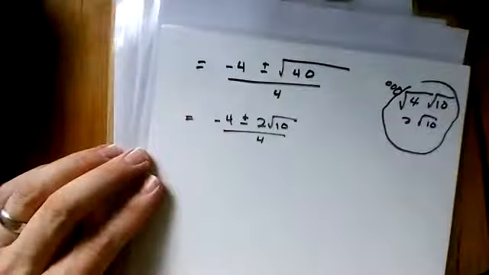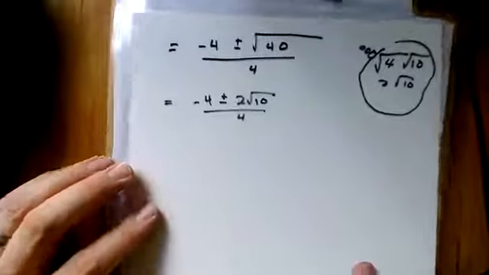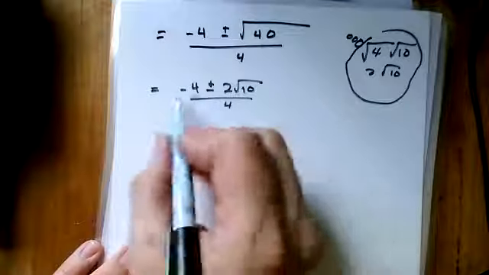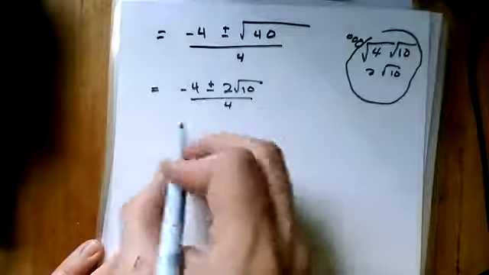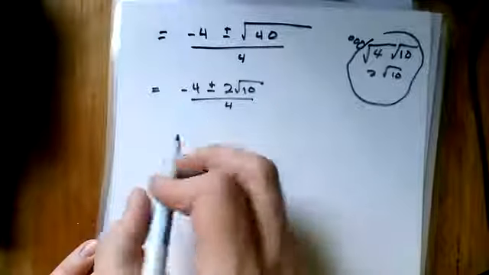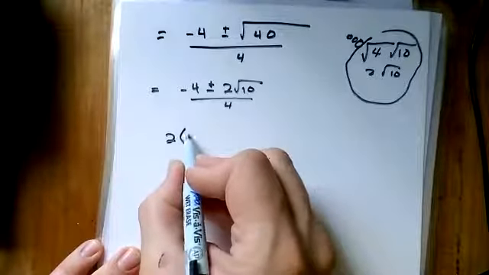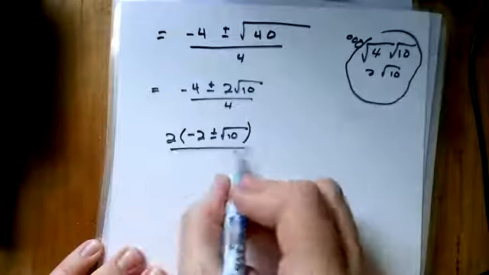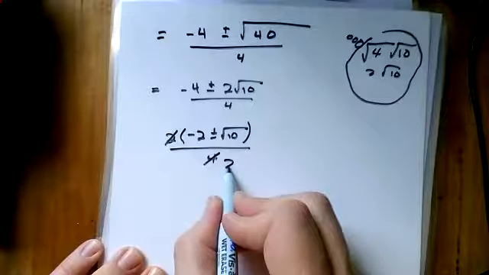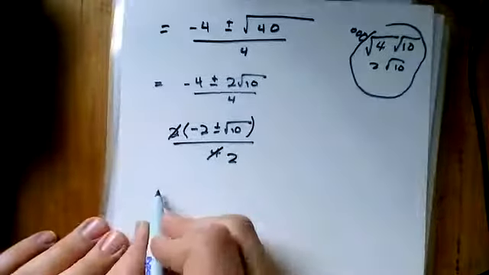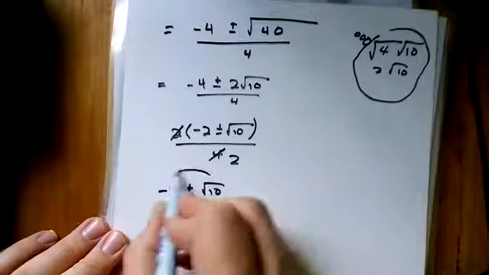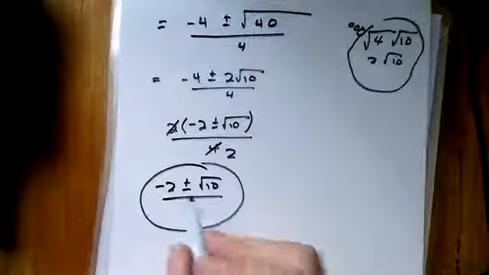And I can do a couple things to simplify this now. One of the ways I could do this is I could say, oh, I've got a greatest common factor of 2 up top. So I could take a 2 out. That'll leave me with 2 times negative 2 plus or minus the square root of 10, all over 4. And then I can reduce. So I would end up with negative 2 plus or minus the square root of 10 all over 2. And that would be good.